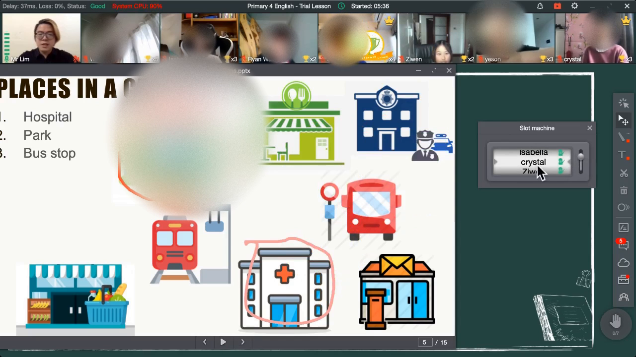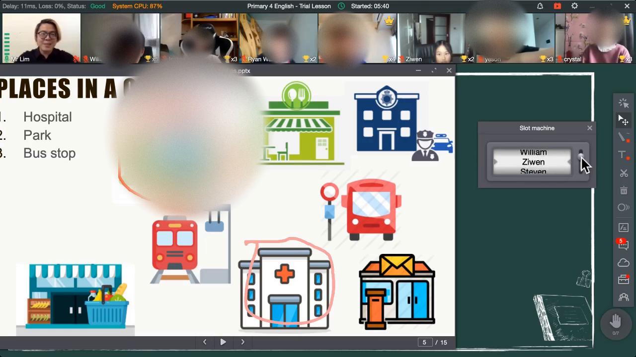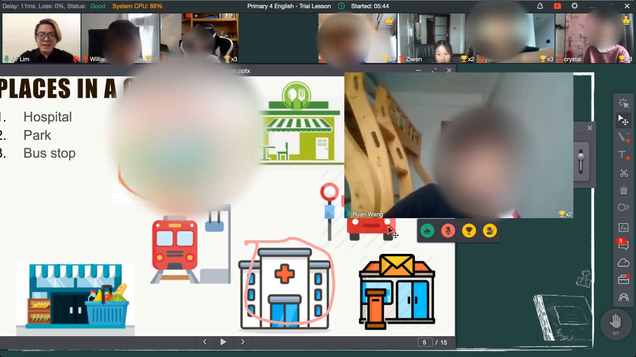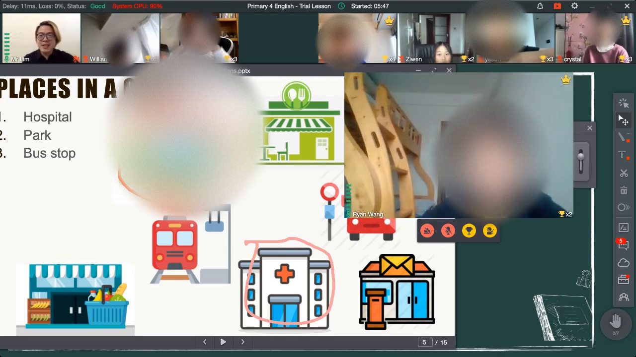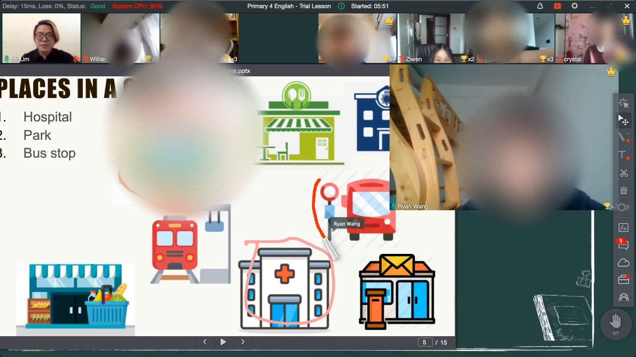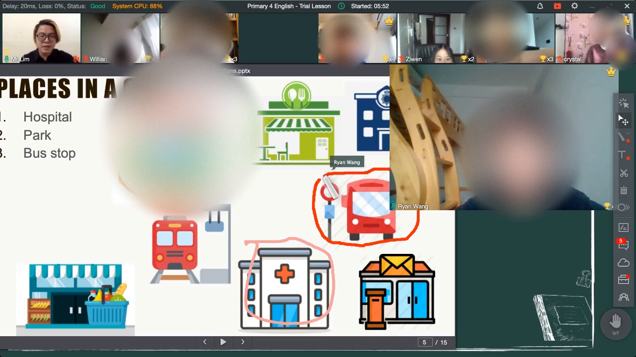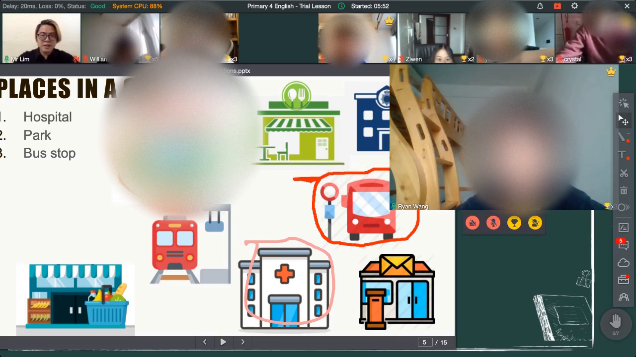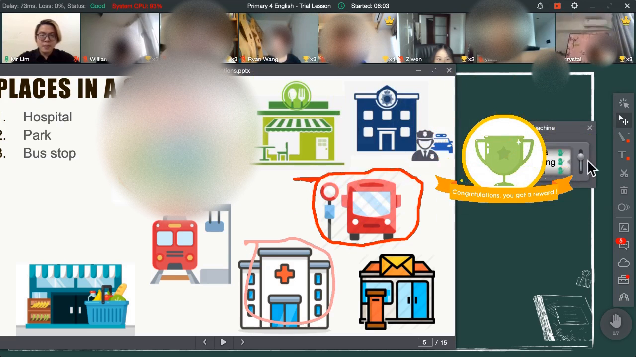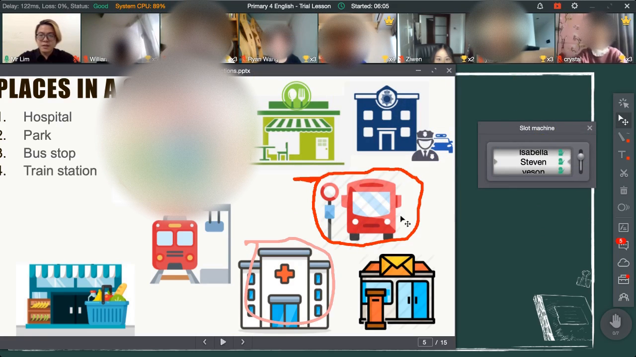Next person is going to tell us where's the bus stop. Crystal again. Okay, I'm going to go to the next person because it's the same one. Ryan. Hi, Ryan. Could you please tell us where the bus stop is? Okay, that's perfect. Well done. All right. Next one. The train station, Steven.